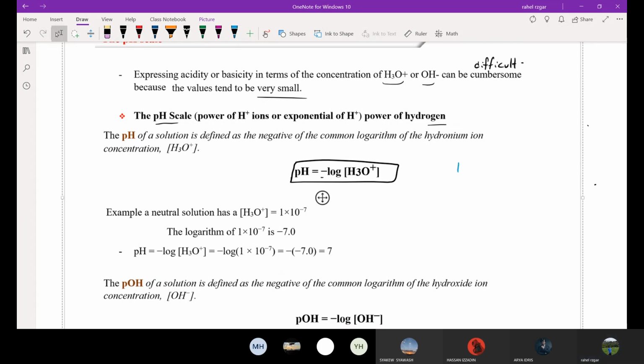Actually, log and 10 to the power of x are like two things that are opposite of each other. They cancel each other out. So log of 10 to the power of x is actually equal to x.